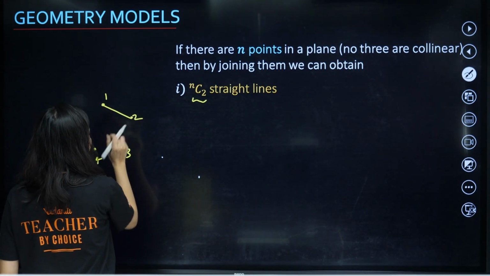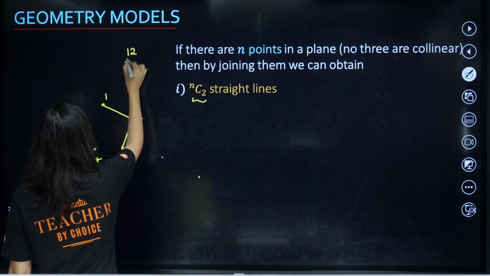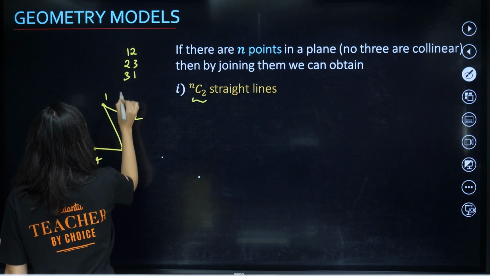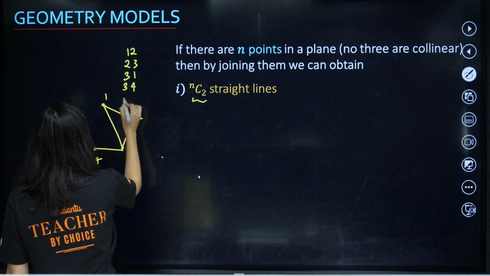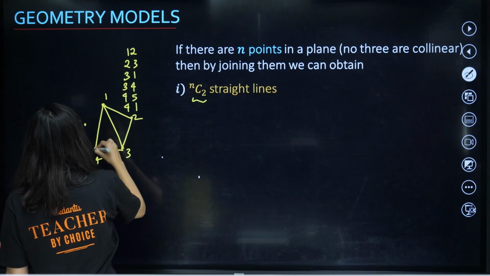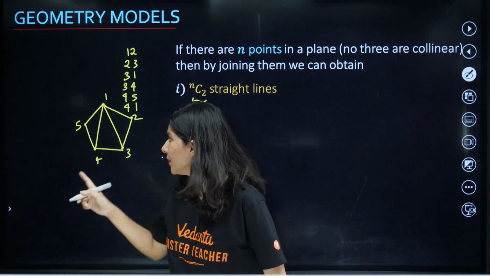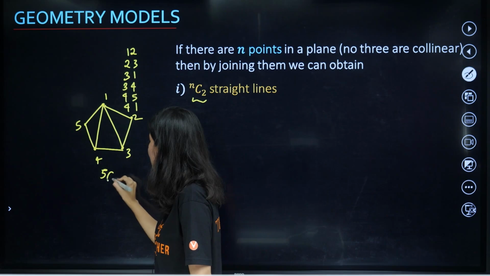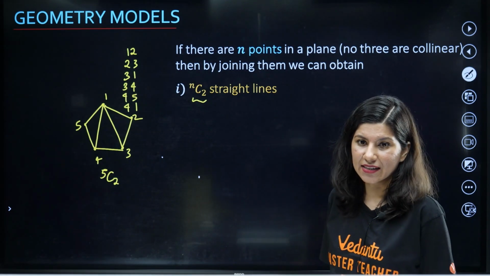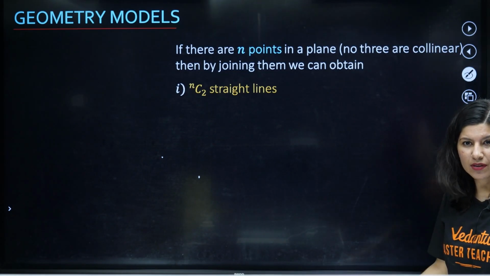So if I select 1, 2, there will be one straight line, 1, 2. Then 2, 3, then 3, 1, right? Then 3, 4 and 4, 5, 4, 1 also, okay, and 1, 5. So many, right? So how many will that be for 5 points? We have 5C2. 5C2 means how many lines? So this is 10 lines. NC2 straight lines, right? Okay. So NC2 is the general formula.